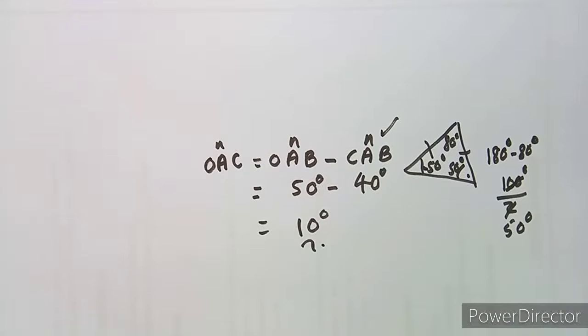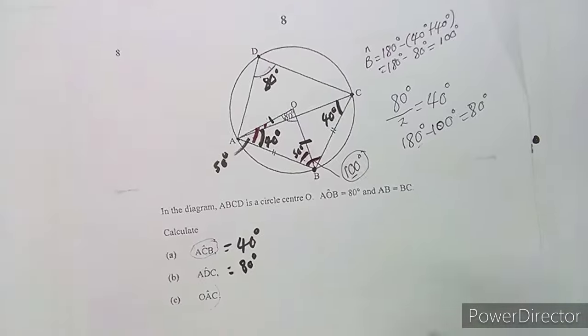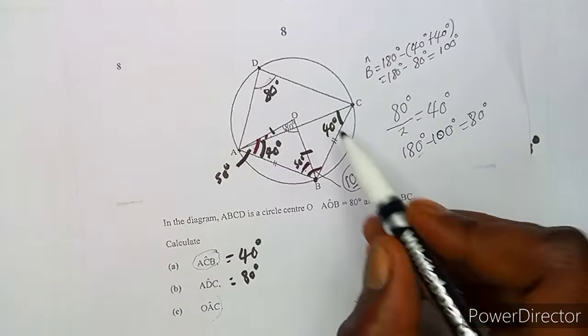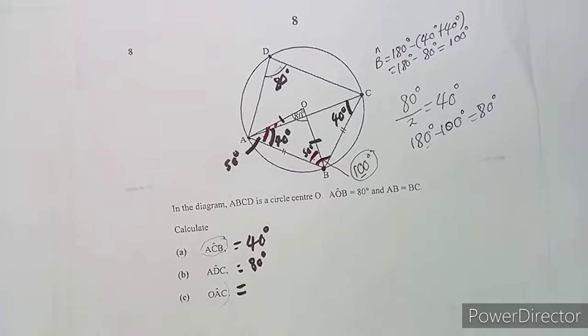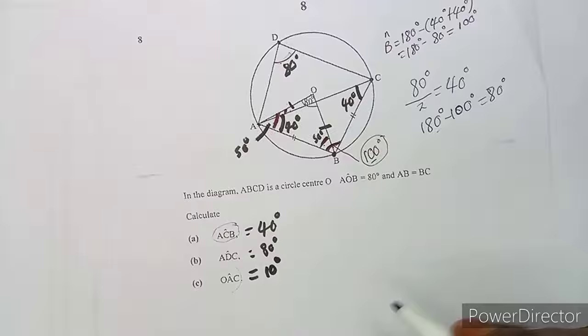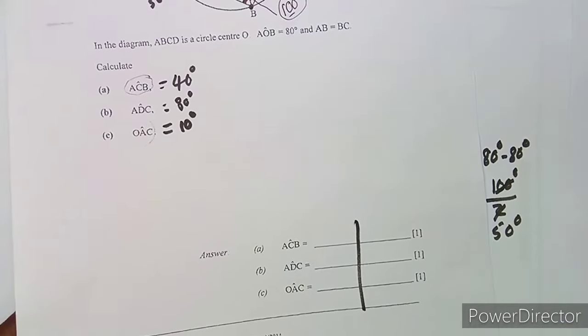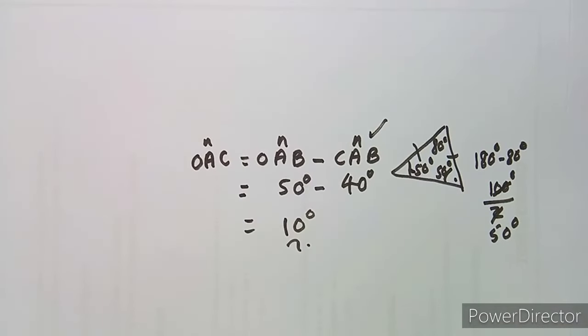So guys, as we can see, these are some of the questions you're supposed to pay very much attention to, so that you understand what is happening there. Anyways, that is what we had. It was a play-around type of question where you have to know the properties of the given shape. So our OAC ended up being 10 degrees. But you were supposed to write your answers there, so that it's going to be easier.